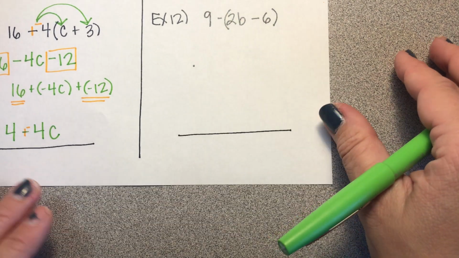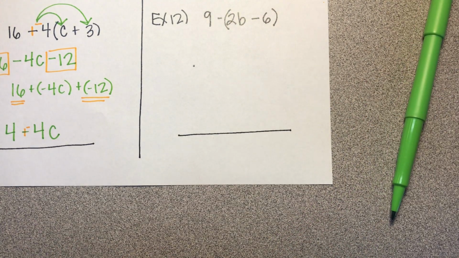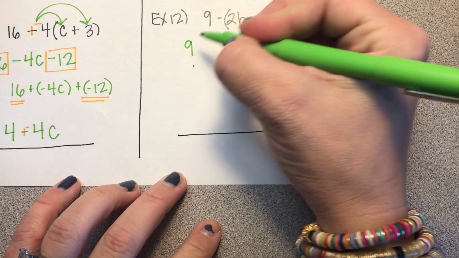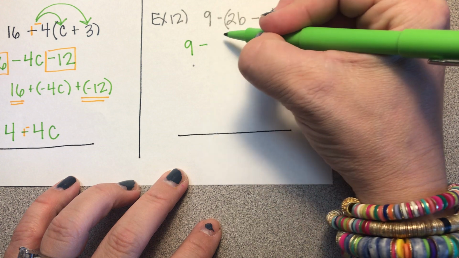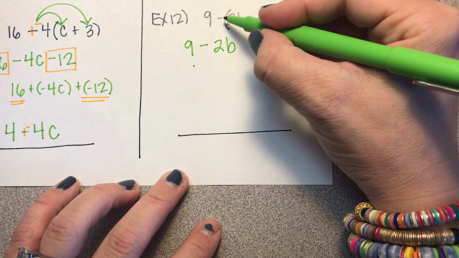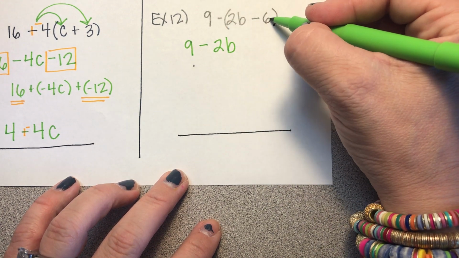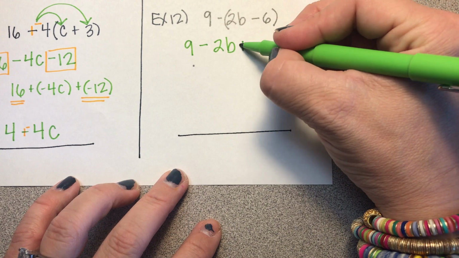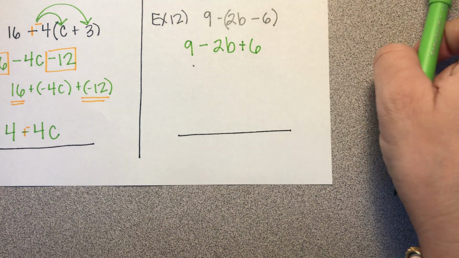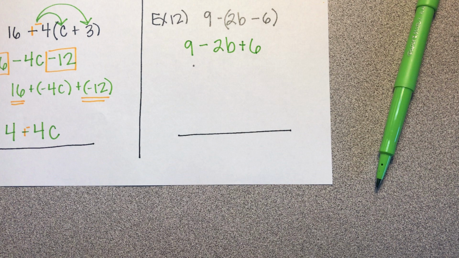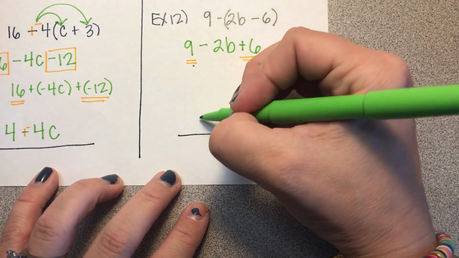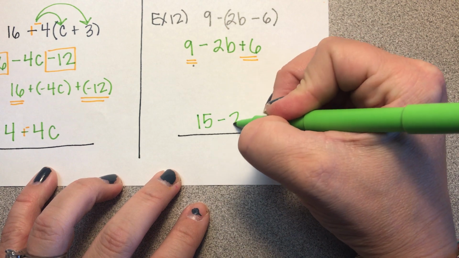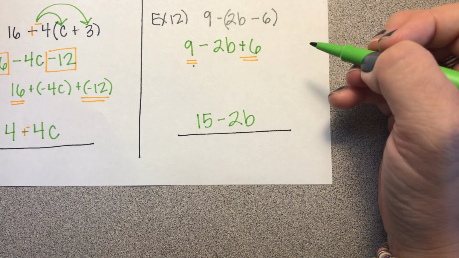And then last but not least, number 12, I have 9, and then I'm taking away this entire parentheses. I'm taking away 2b, and I'm taking away subtracting 6, so that's adding 6. So what can I go ahead and combine? 9 plus 6 is 15 minus 2b.